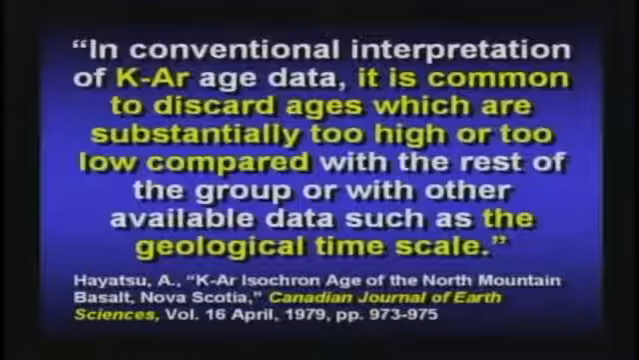Canadian Journal of Earth Science ran an article and said, in conventional interpretation of potassium-argon age, it's common to discard ages which are substantially too high or too low compared to the rest of the group, or with other available data such as the geologic time scale. There it is. If you test a sample and its number's too high or too low or doesn't match the geologic column, it gets thrown out. Well, then why are you wasting your time and money testing it? You already know how old you'd like it to be. Give it a number. Pick a number.